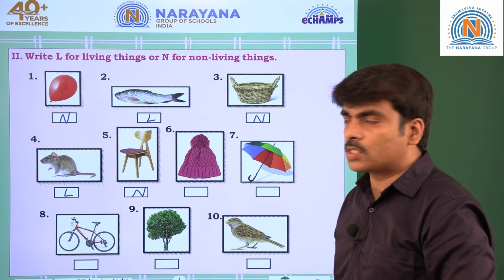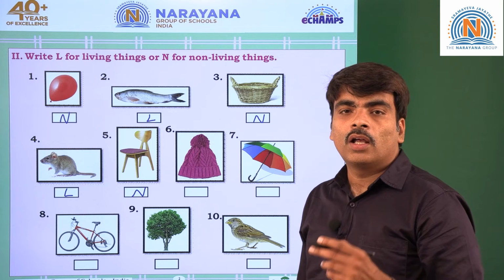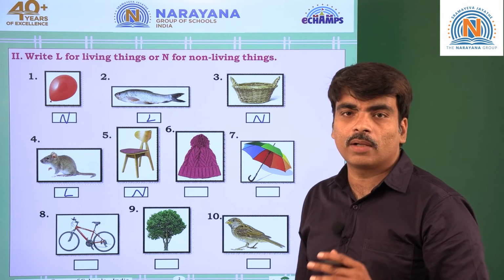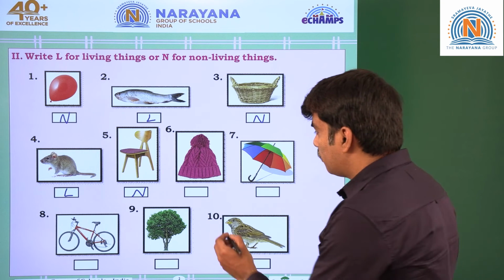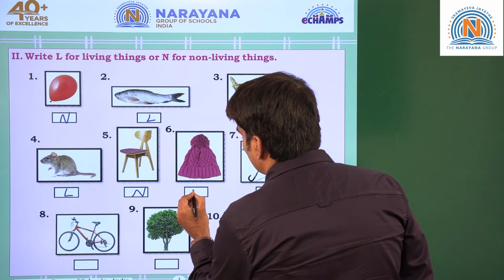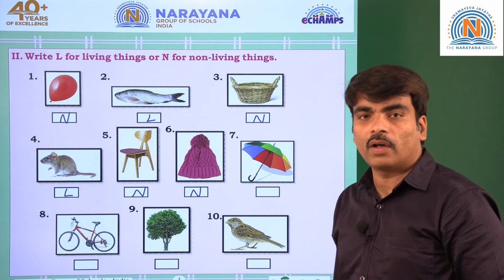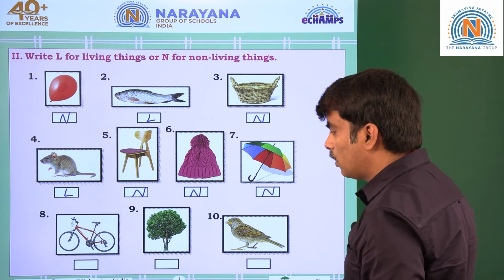The sixth image shows a cap that we wear in our winter season. During winter we will put on this cap. It is one which protects us from cold. So it is a non-living thing. Next is an umbrella, which protects us from rain. So it is also a non-living thing.